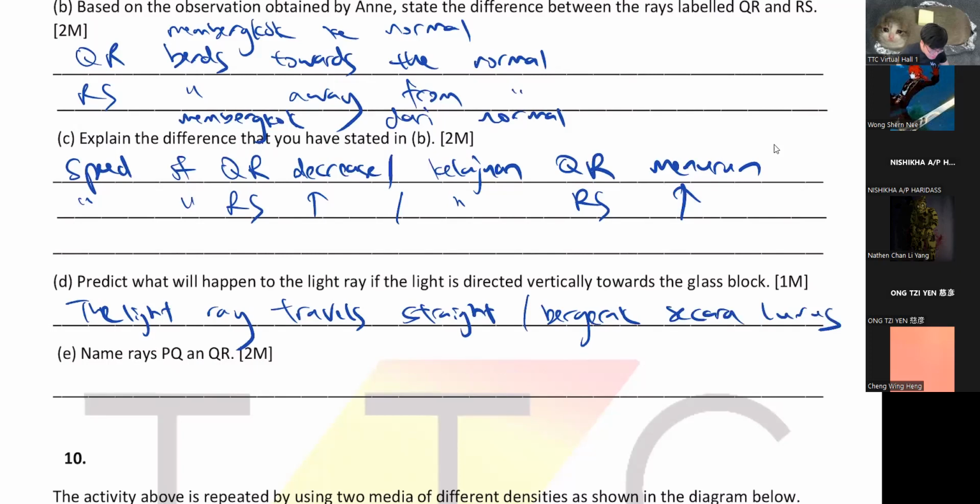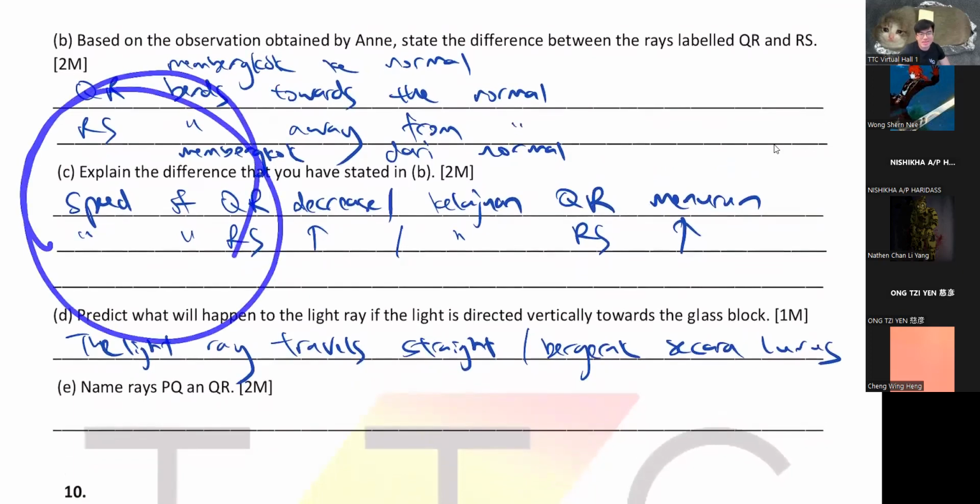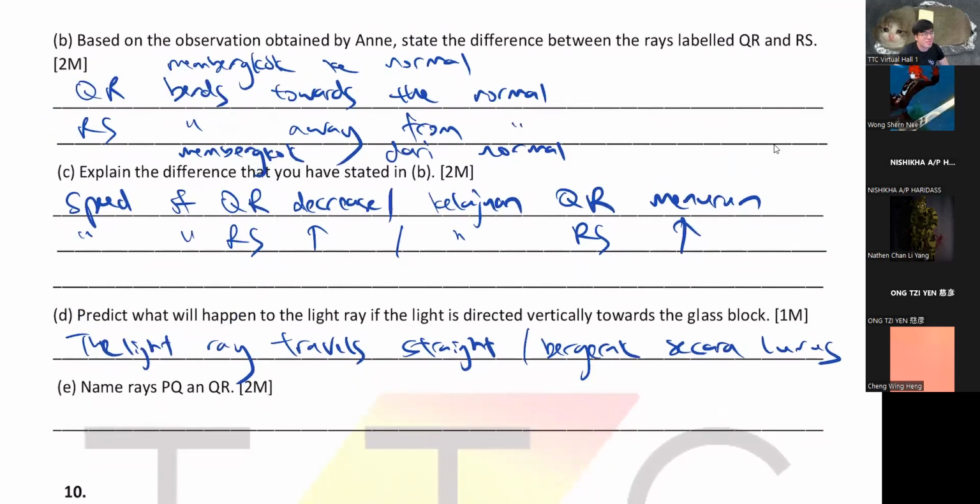So what is PQ and QR? You know what? Not important lah. So I want you to understand B and C, guys. Okay, when it slows down, it bends in. Like I said, speed decrease, angle decrease. If it goes fast, it bends out. When speed increases, angle increases. Right? Hey guys, are you guys okay with this? Can someone tell me? Okay, thank you.